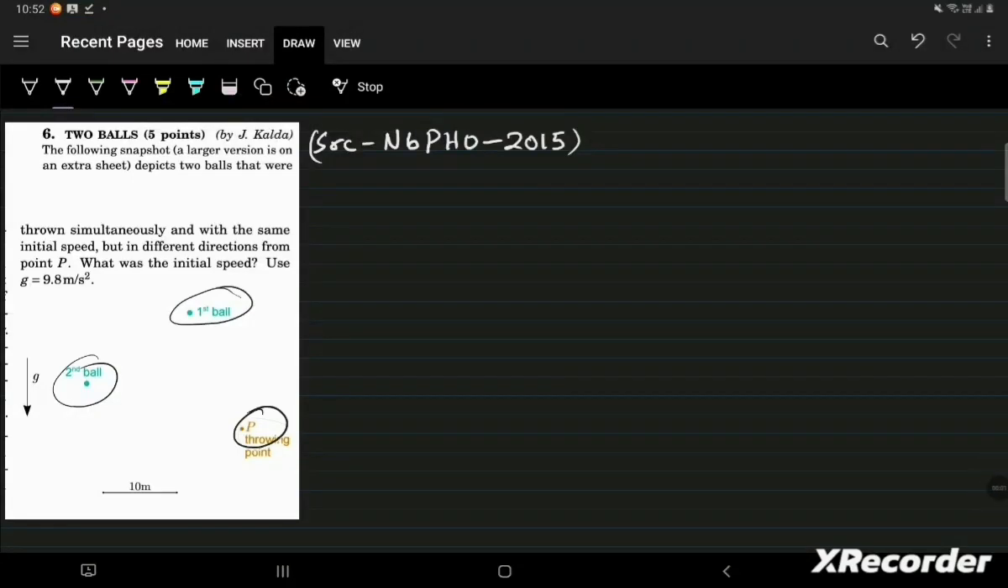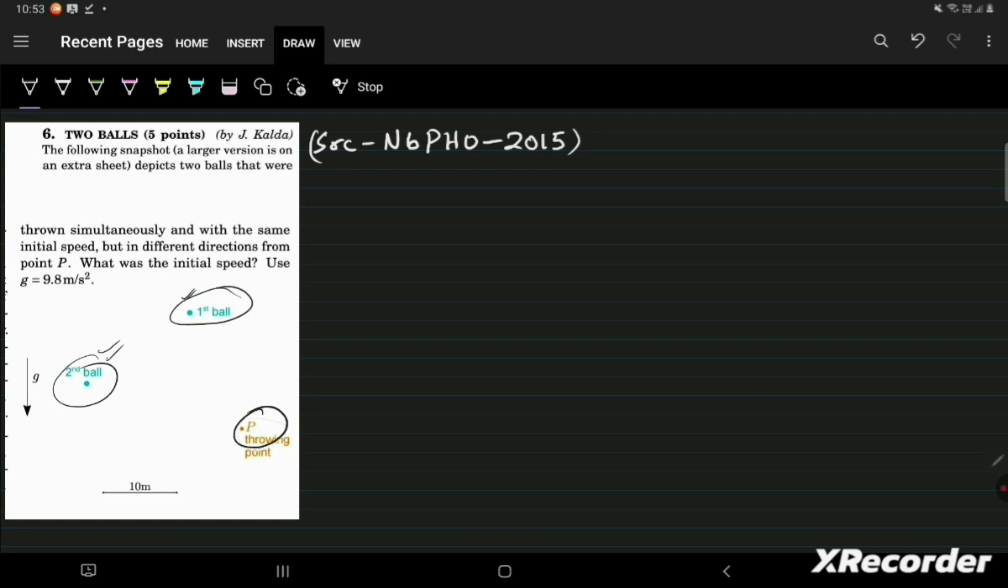Hello everyone. Today we'll be discussing a problem from NBPHO 2015, problem number 6. Problem number 6 says the following is a snapshot that depicts two balls that were thrown simultaneously and with the same initial speed but in different directions from point P. P is the throwing point. These are the coordinates of the first ball and this is the second ball.